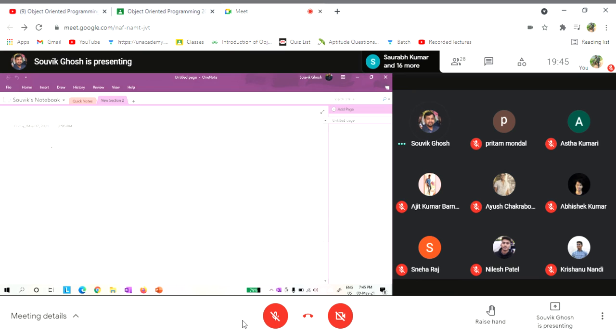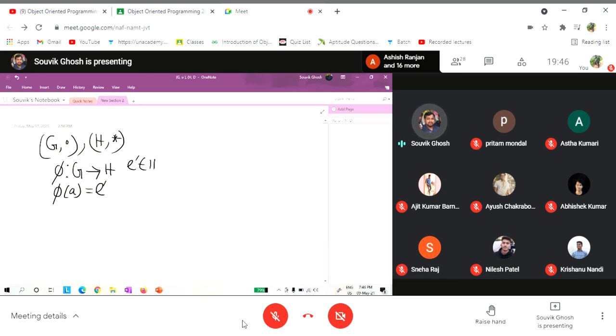So what we have? Suppose the first group is G with composition, and the other is H with star. So we are defining a function phi from the set G to set H. How is it defined? If we take any element from the set G, it maps to E dash, where this E dash is the identity element of H. So you have to prove this is a homomorphism.